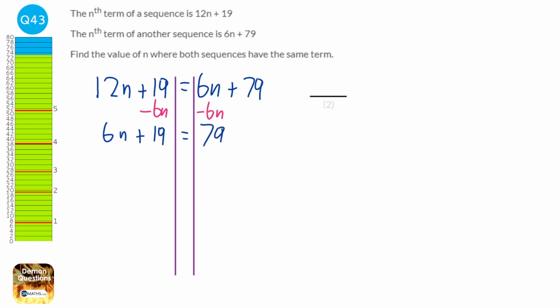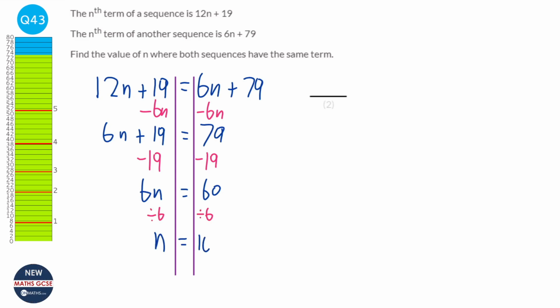Next thing we're going to do is get rid of the 19, so take away 19 both sides. And so we've got 6n equals 79 take away 19, which is 60. And finally we just divide by 6. And so that'll be n equals 10. So the value of n is 10.